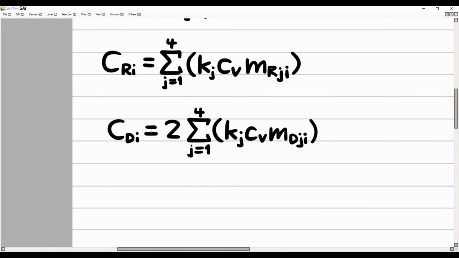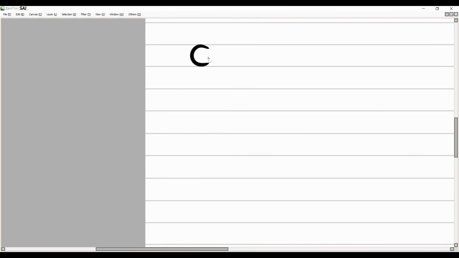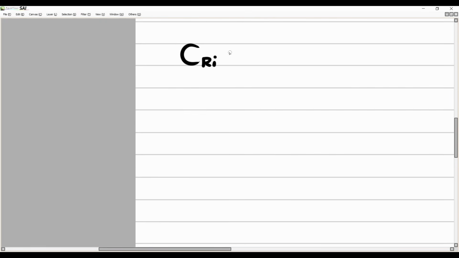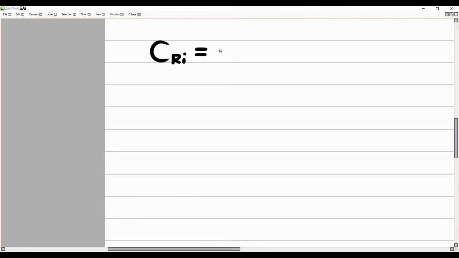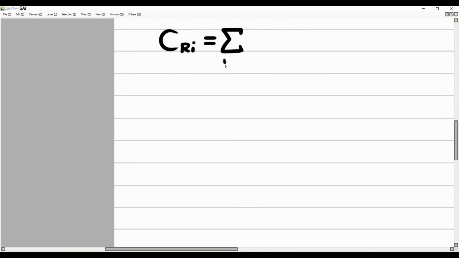All right, the next thing to do is to recognize that this CV does not depend at all on this summation. It is found in every single term, so we can factor it out. And if we take a look at the expression this produces, it'll look really, really familiar, and it's going to be really cool when you see it.